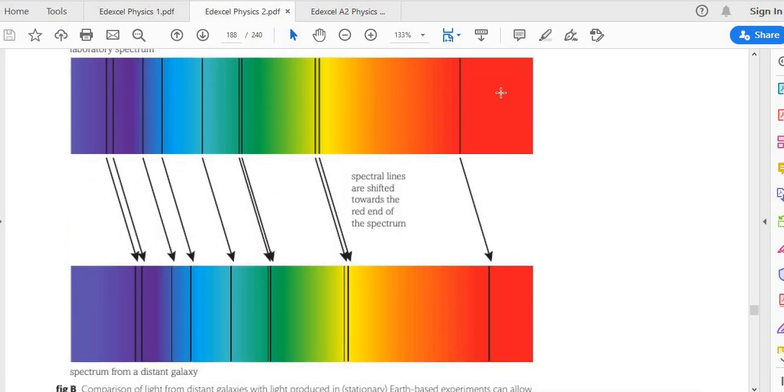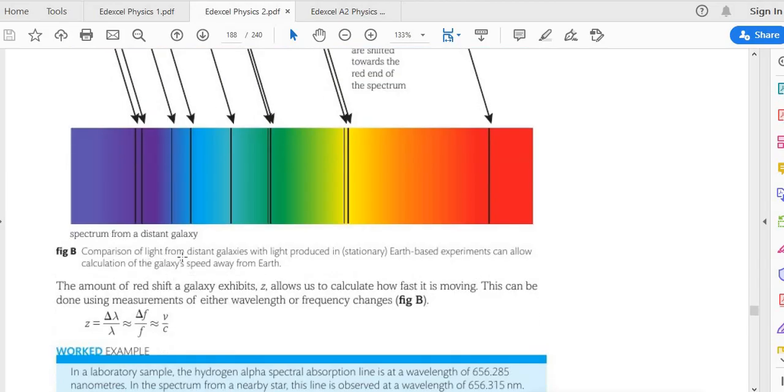Comparison of light from distant galaxies with light produced in stationary Earth-based experiments. So this is the experiment done on Earth, and this is the same kind of spectrum from the star. In the case of the star, it is shifting towards this side. Comparison of light from different galaxies with light produced in stationary Earth-based experiments can allow calculation of the galaxy's speed away from Earth. Now how do we find the speed? Using this equation, which you saw in the beginning of this chapter.